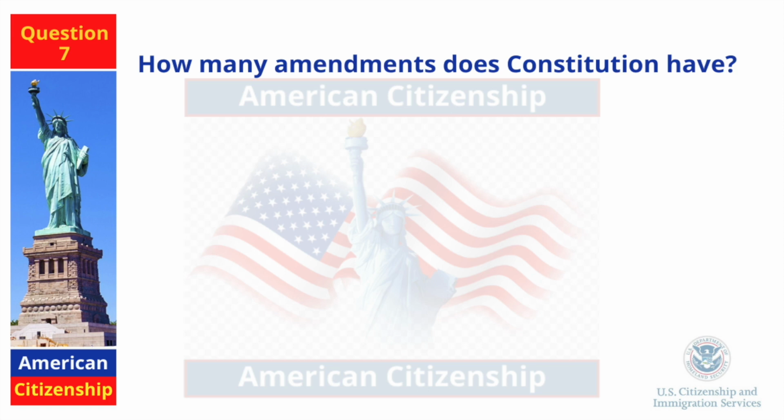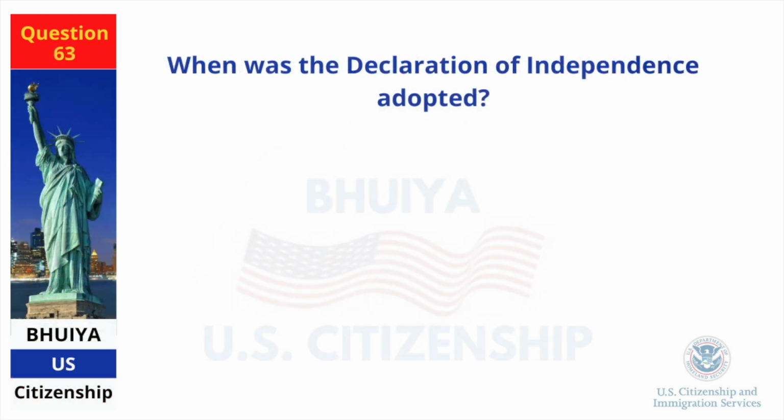How many amendments does the Constitution have? 27. How many amendments does the Constitution have? 27. When was the Declaration of Independence adopted? July 4th, 1776. When was the Declaration of Independence adopted? July 4th, 1776.